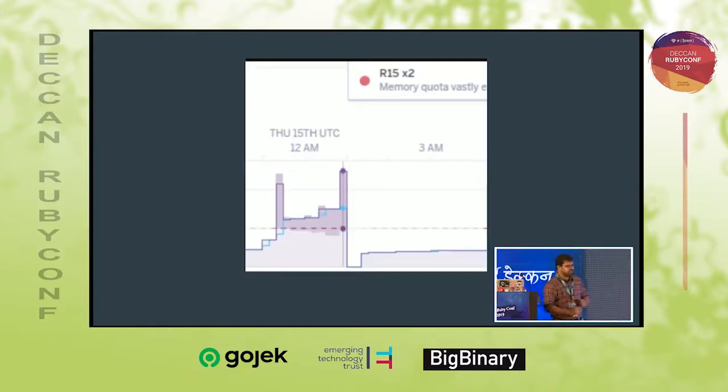It's not that clear, but you can get the idea, right? R15 memory quota vastly exceeded. So the allowed memory is 512 MB, but the application is using a lot more, up to 1 GB. So I worked with the client, and then we fixed those memory issues, and then the application was stable.